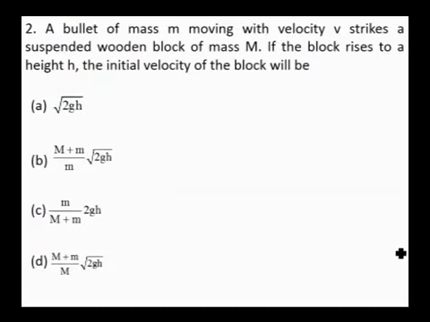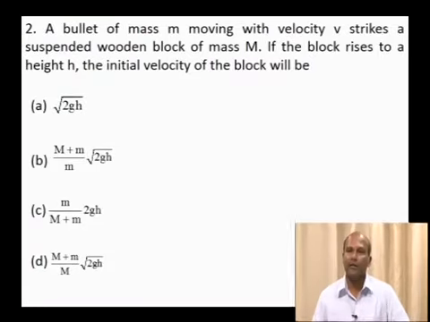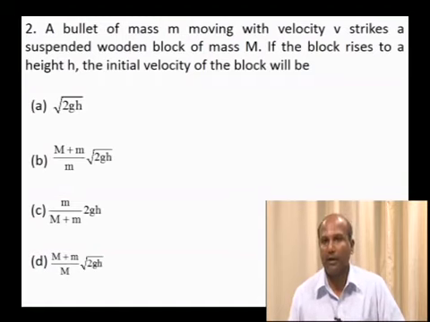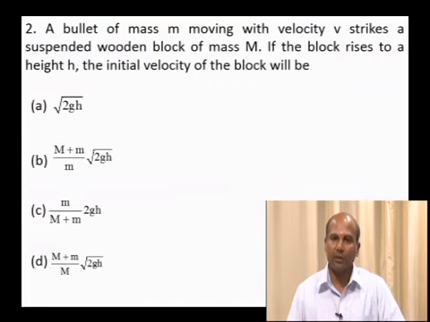So now going to the next problem. A bullet of mass m moving with velocity v strikes a suspended wooden block of mass m. If the block rises to height h, the initial velocity of the block will be? Options: option A, square root of 2gh, they are simply using v squared is equal to u squared plus 2gh.